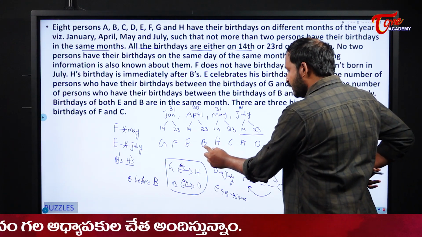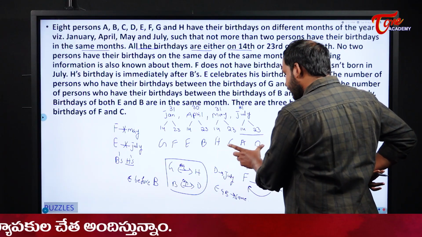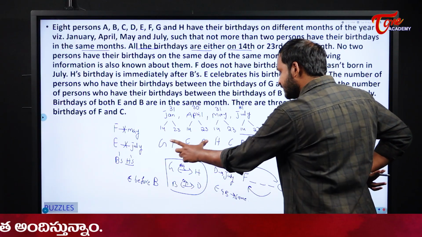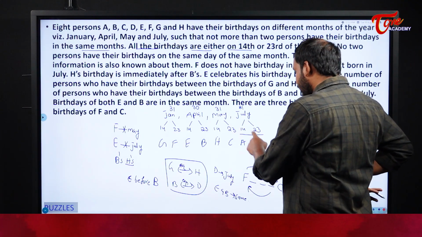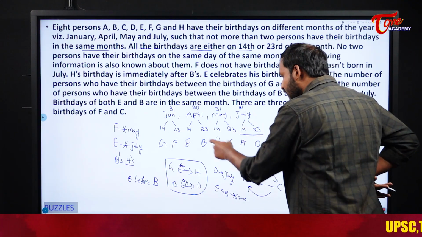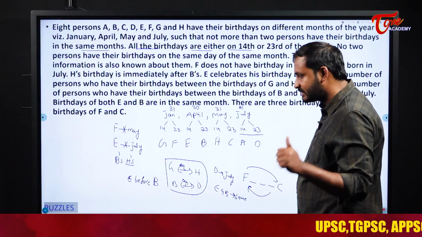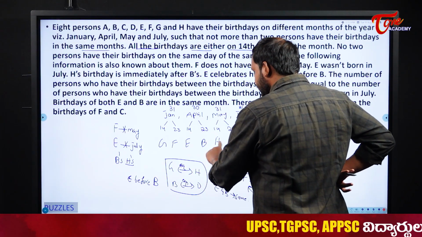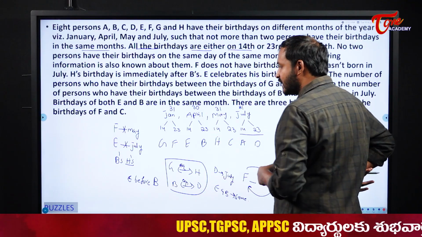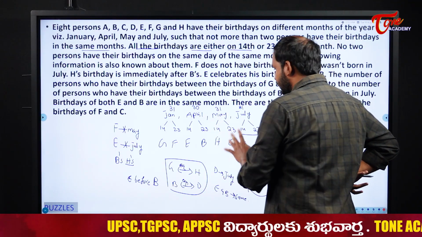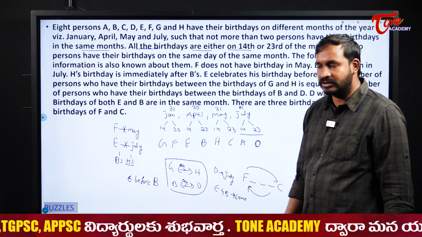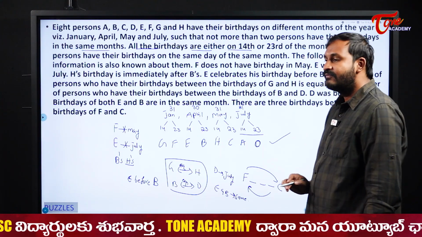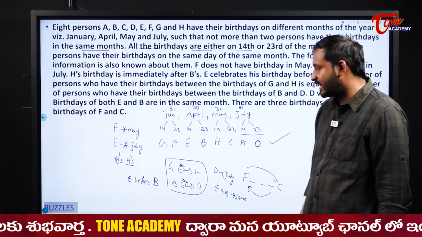See, between B and D how many are there? 3 people are there. Between G and H also 3 people are there. Yes, it is satisfied. D is in the month of July. Yes, it is satisfied. E and B belong to the same month. Yes, it is satisfied. And B is immediately before H, so that one is also satisfied. E is not in the month of July. So here all the 3 are possible, all the logics are possible. So this is our final arrangement.